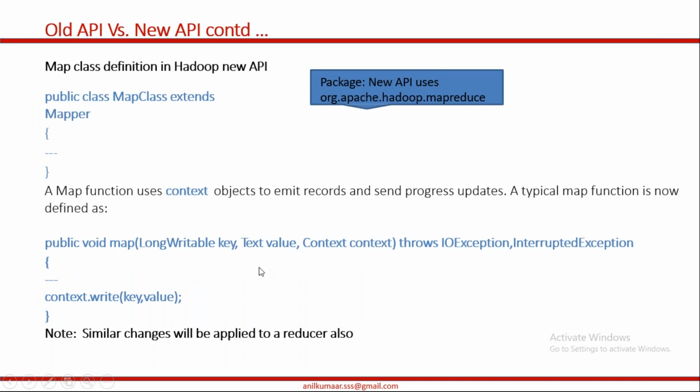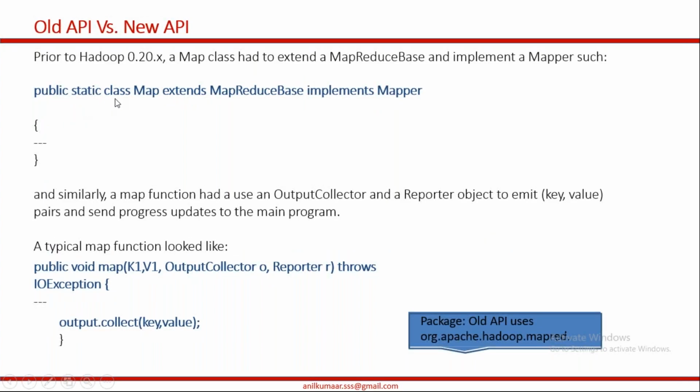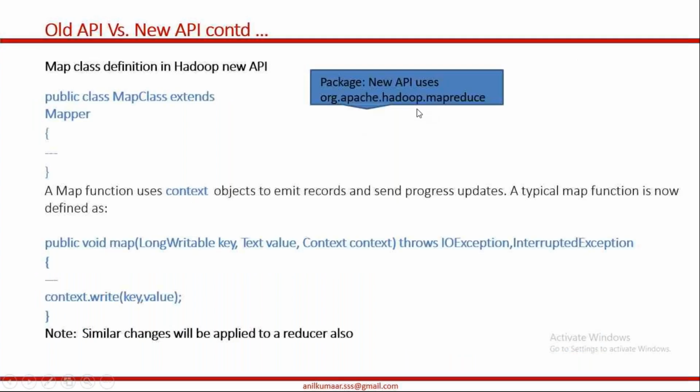So what are the changes here? First, earlier we wrote a public static class, where the map class extends the base class and implements the Mapper interface. Now it has changed like this: the map class extends the parent class, that's it. And this is the new API. Look at this. Earlier we just had mapred, that's it. Whenever you want to write your business logic using the new API, you have to go with mapreduce, not with mapred. So you have to have the complete thing here.